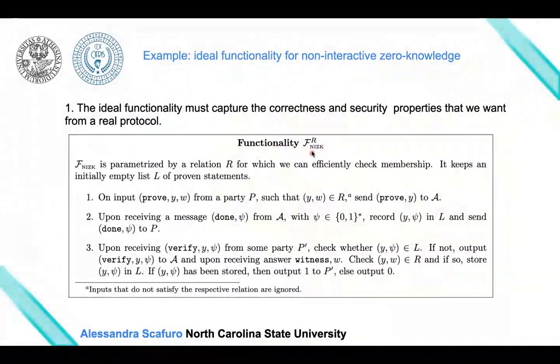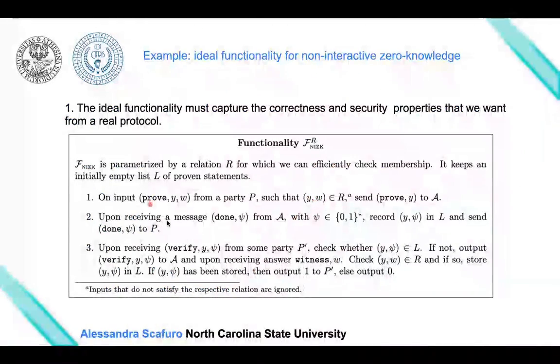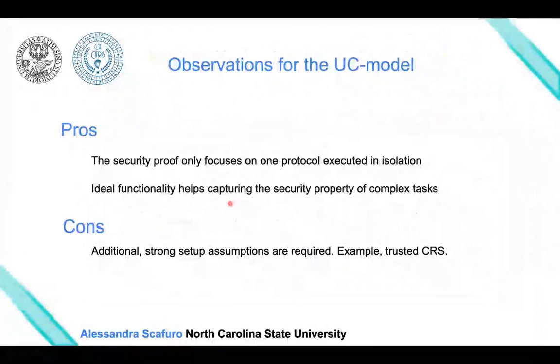All right, so this is an example of what an ideal functionality looks like. This is the ideal functionality for non-interactive zero-knowledge proof. You'll see the functionality takes an input from the prover: a witness and a statement, in this case called Y. The verifier also gets some information phi. But the idea is that the ideal functionality checks the witness and gives the answer to the verifier.